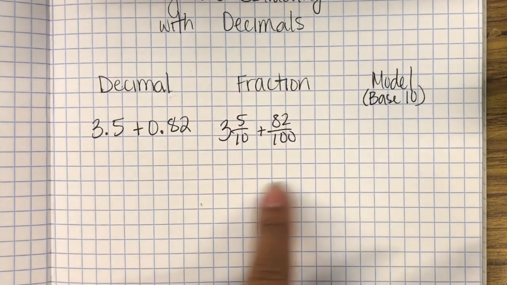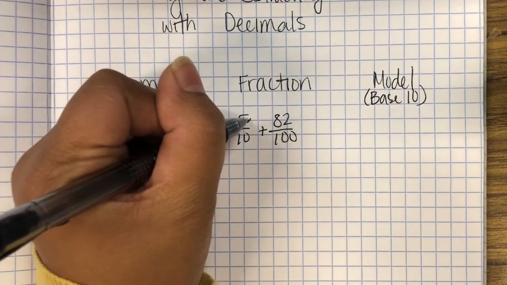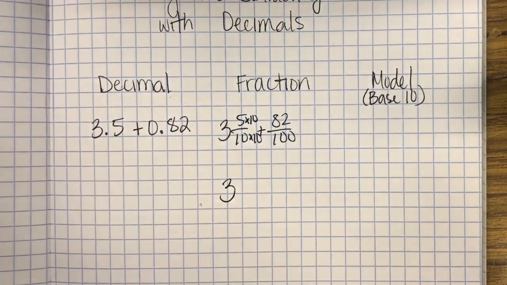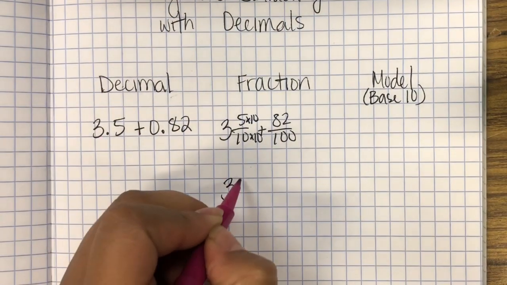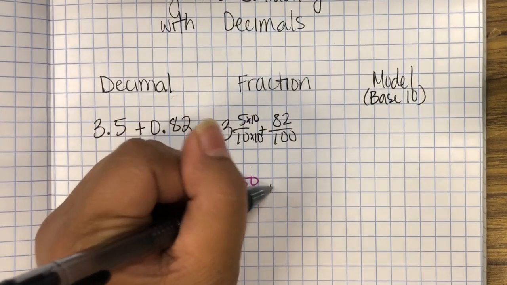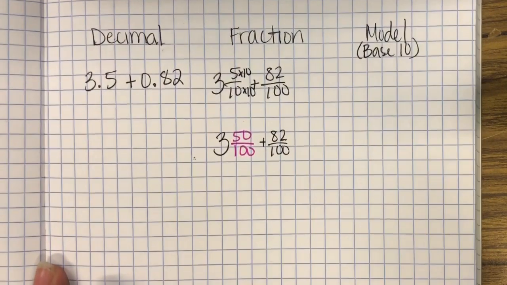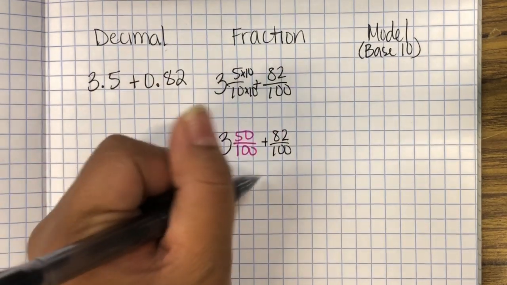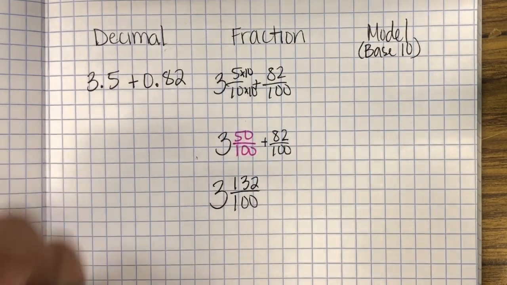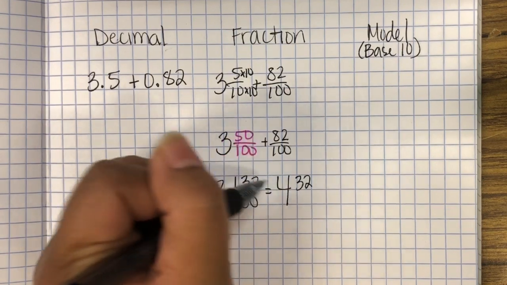So let's start with fractions. With fractions, the rules are to have common denominators, okay? So here, we're going to multiply by 10, which makes it 3 and 50 hundredths plus 82 hundredths. Following the same rules of fractions, you add the fractions. This would make 132 hundredths and 3 wholes, which simplifies to 4 and 32 hundredths.